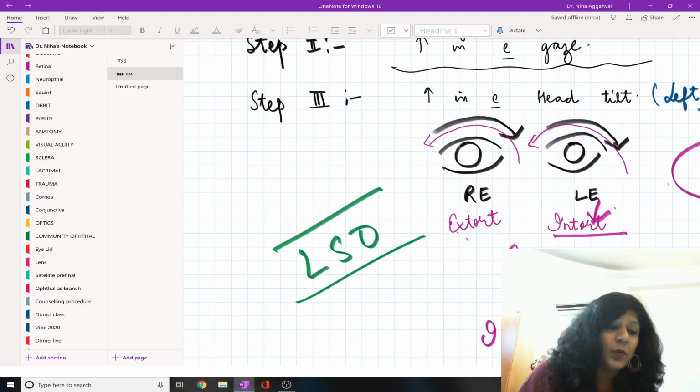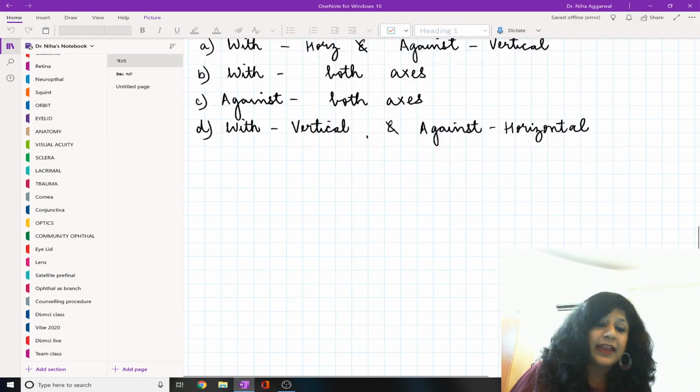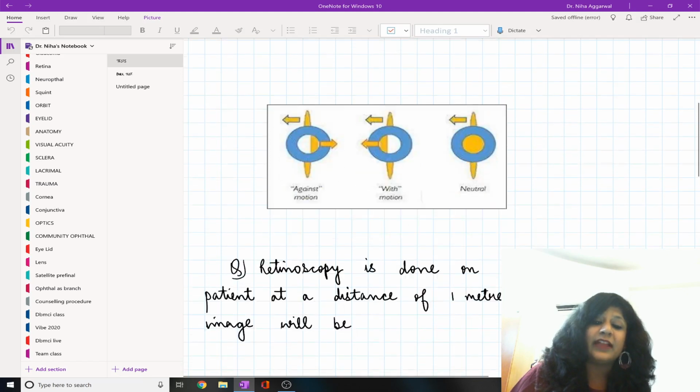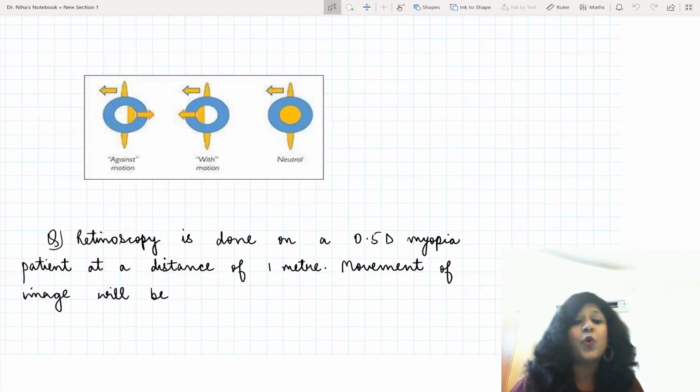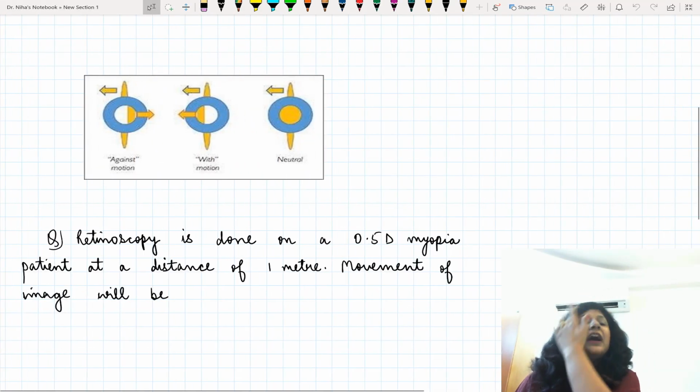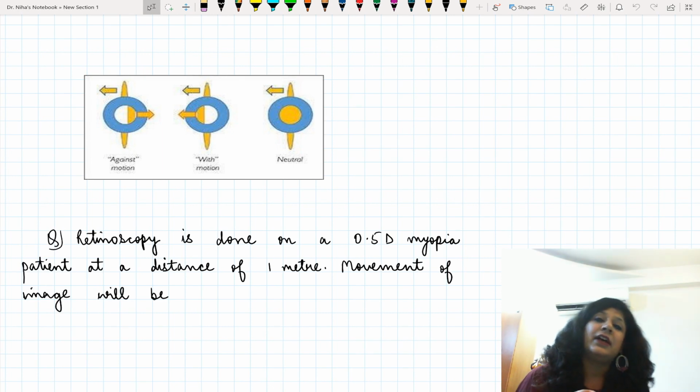Then I will take one more thing. Now here the second important thing is retinoscopy, as well as how to calculate these spectacle numbers from the given retinoscopic findings. So again there is a lot of confusion between the two things. So again we'll try to work it out.